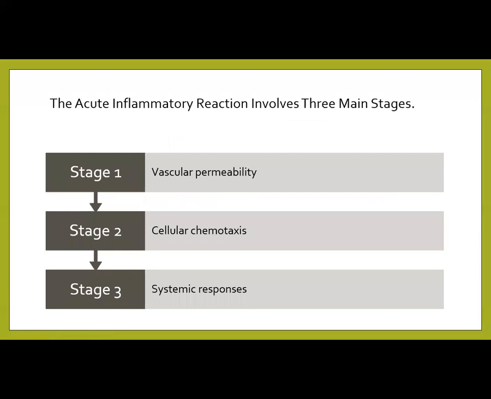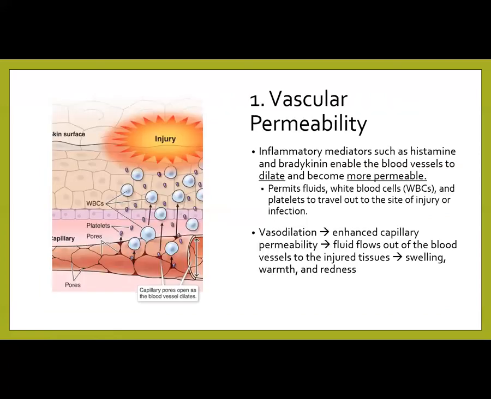You have three different main stages. The first stage is vascular permeability. Stage 2 is cellular chemotaxis. And stage 3 is your systemic response. So the first stage you have is this vascular permeability. In vascular permeability, inflammatory mediators such as histamine or bradykinin enable the blood vessels to dilate and become more permeable. What we're doing is allowing these blood vessels to get large and allowing other things to flow through.